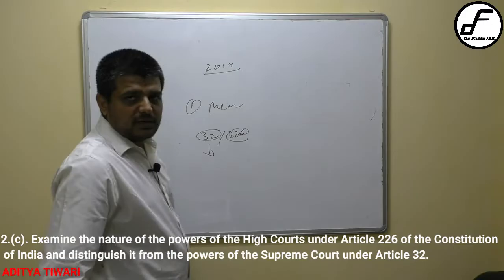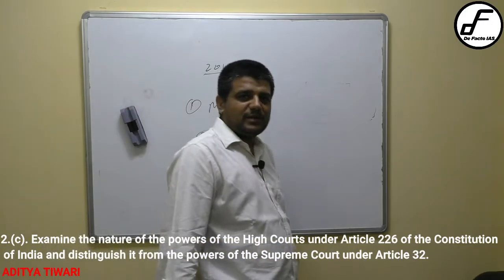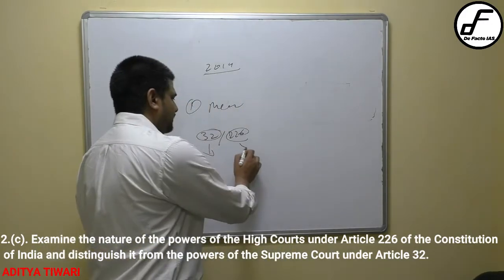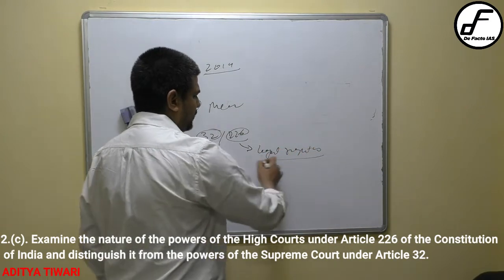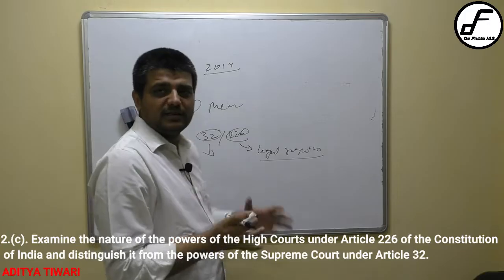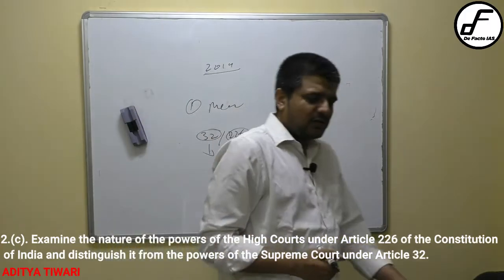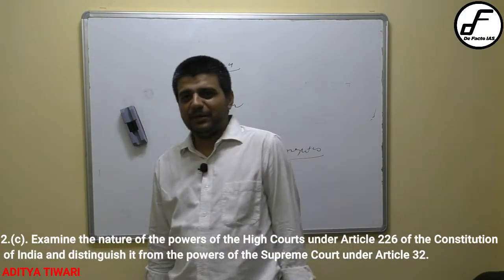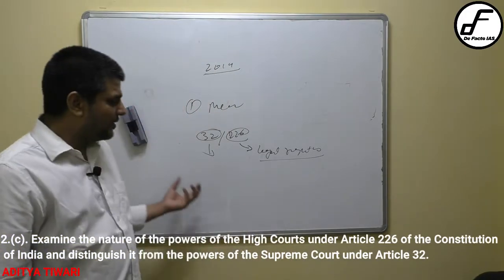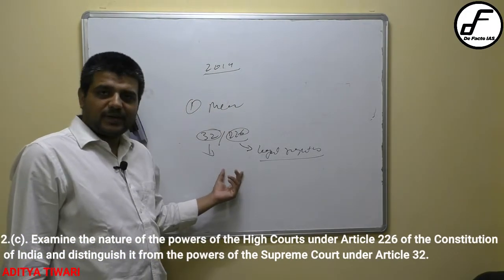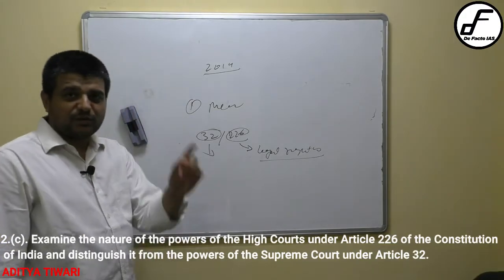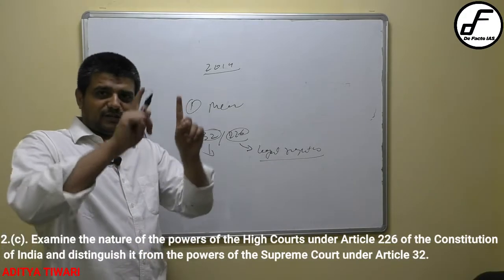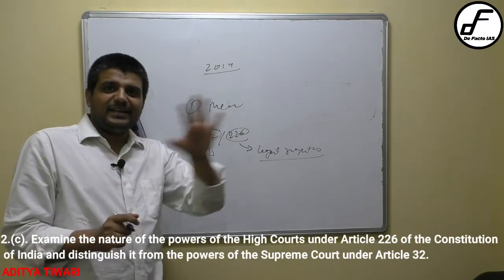A writ can be passed only for the violation of a fundamental right, and it can be passed for the violation of a legal right as well. Then you can dwell upon how it is wider against one another. Obviously it is a one-line statement that I am giving, but what you do is verbatim quote the article, and then you analyze each and every word of that article, because the word "other" is written. So you write that the word "other" here signifies any legal rights.